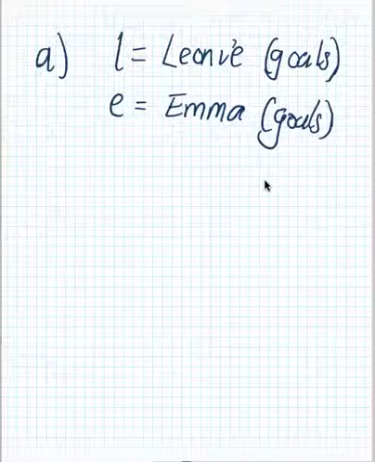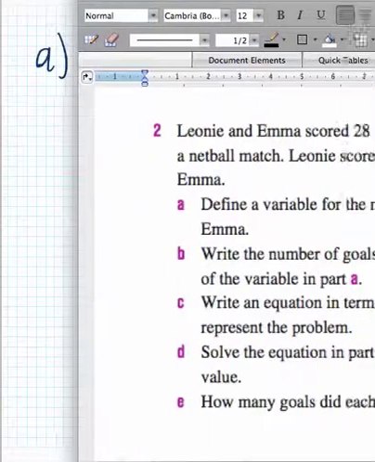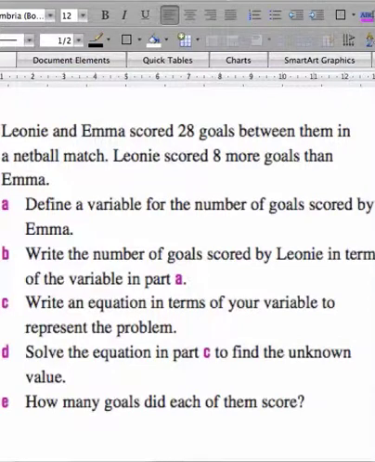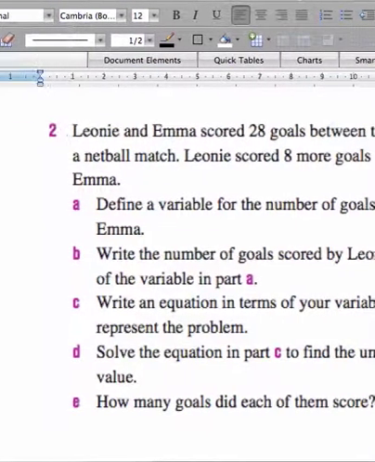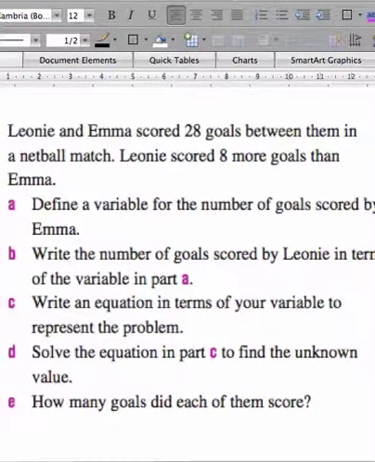The next question says, for B, write the number of goals scored by Leonie in terms of the variable in part A. So how many goals has Leonie scored? What do they tell us? Leonie and Emma scored 28 goals between them in a netball match. Leonie scored 8 more goals than Emma. The second sentence is the answer. She scored 8 more goals than Emma.